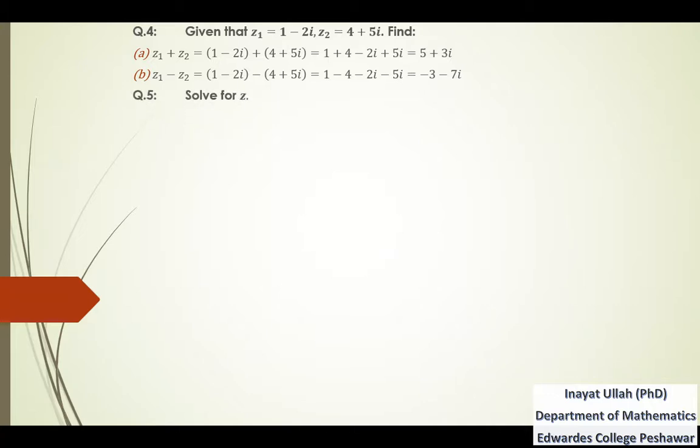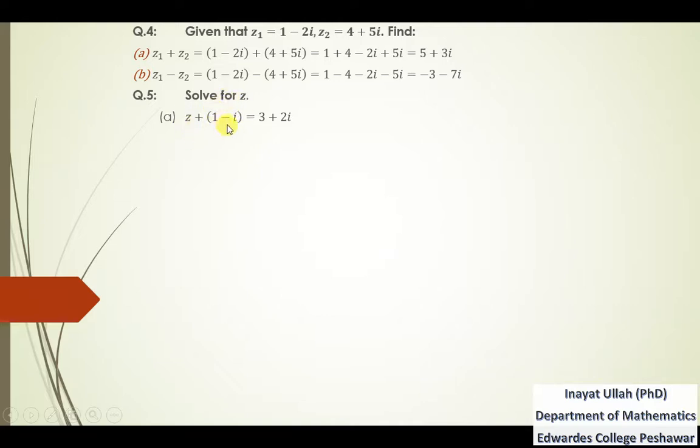Similarly, question number 5 asks us to solve the given equation for z. Solve for z means to find the value of z from the given equation. That is the first part of question number 5. From this equation, we need to find the value of z. How could we find the value of z?